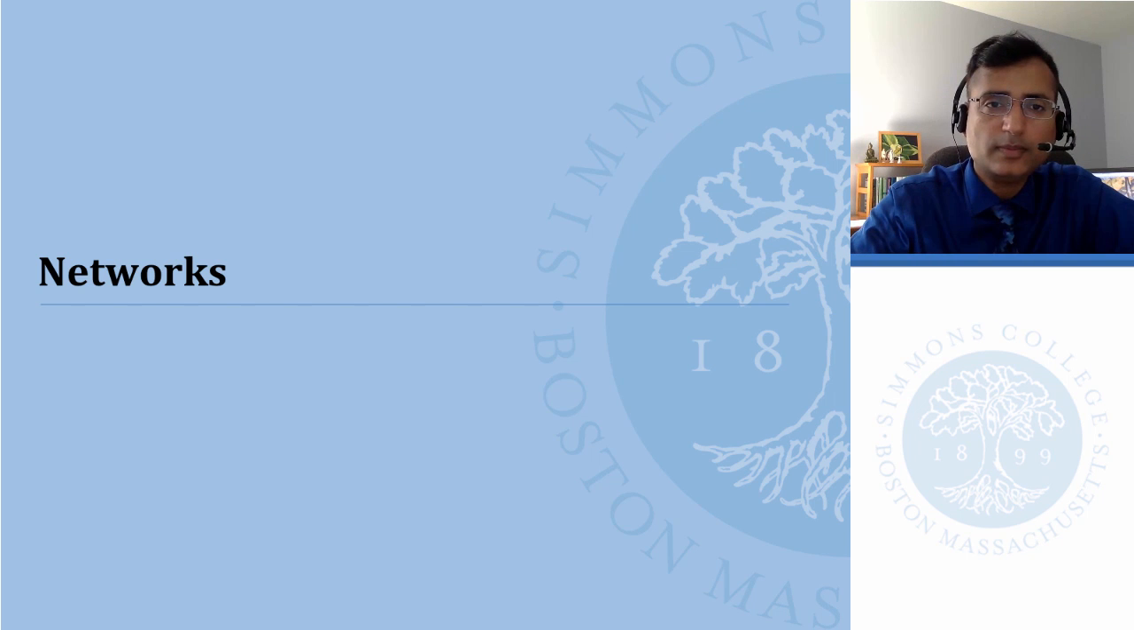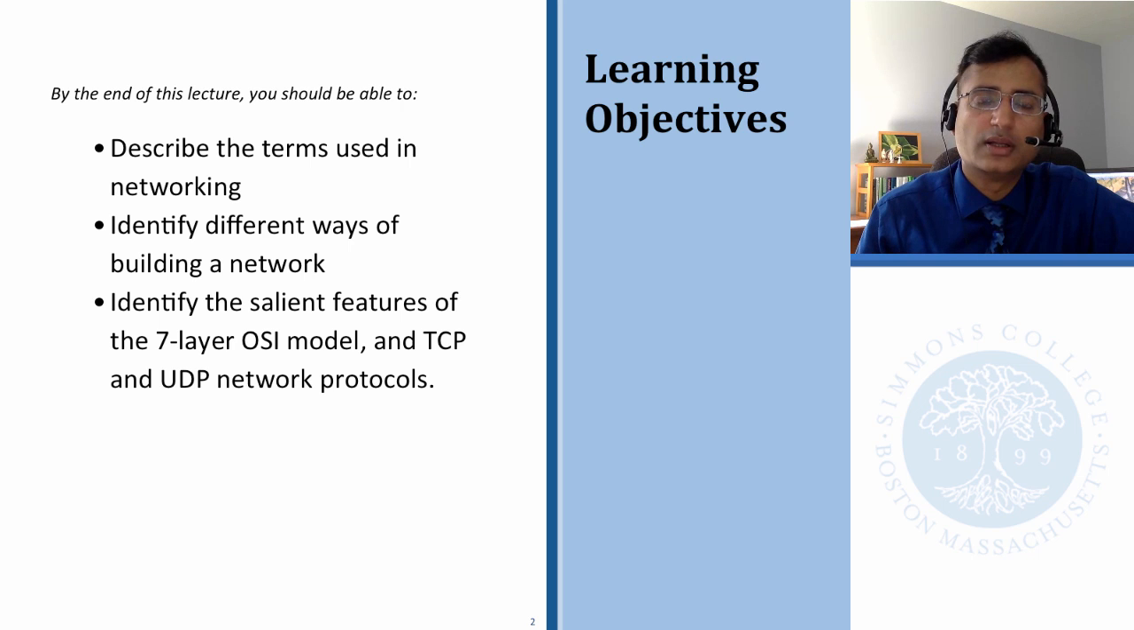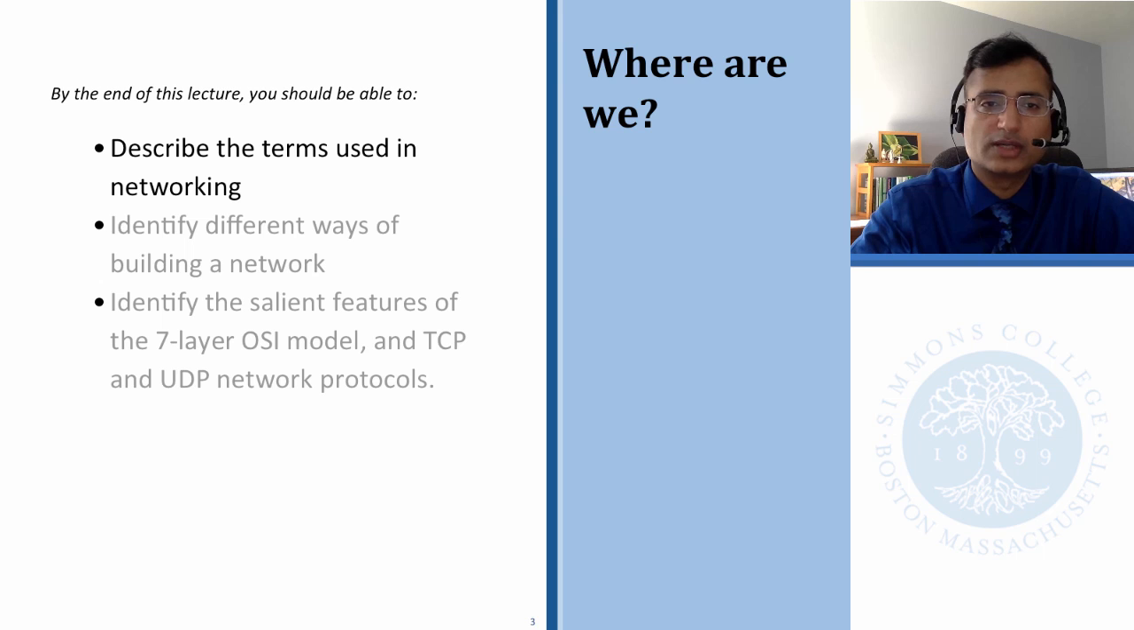So in this particular session, we'll talk about the terms used in networking, identify different ways of building a network, and we'll identify the salient features of the 7-layer OSI model and the TCP and UDP network protocols. So let's look at the terms first.